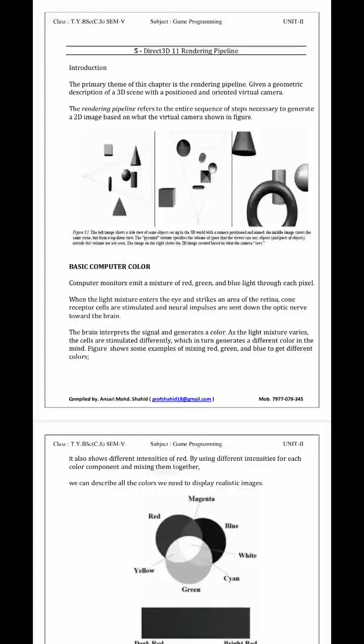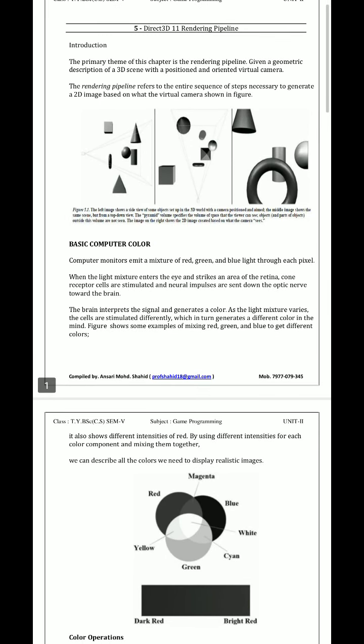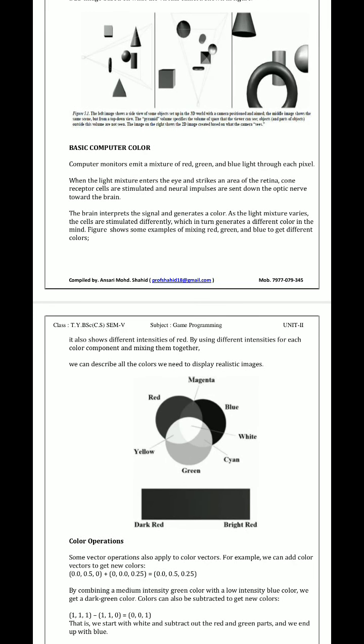When the light mixture enters the eye and strikes the area of the retina, cone receptor cells are stimulated and neural impulses are sent down the optic nerve towards the brain. So what happens if light shading is done? It can be a light or a dark shade. Shades on the retina keep changing, and for that we require a mixture of colors, and the brain interprets such signals and generates different colors. As the light mixture varies, the cells are stimulated differently. So for each and every cell the mixture of colors will be different, and different colors will be generated. The figures shown are like this.